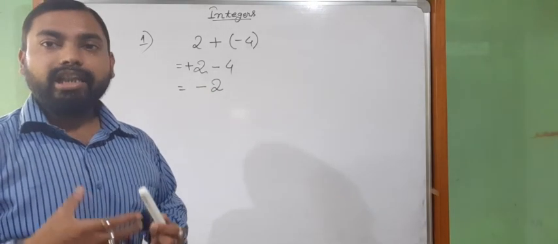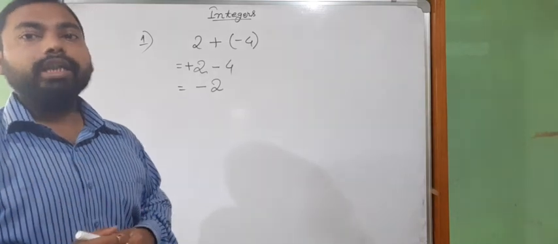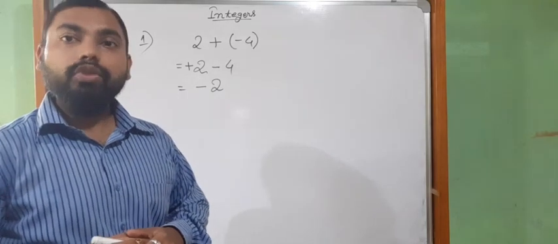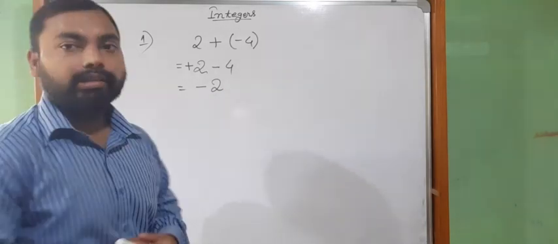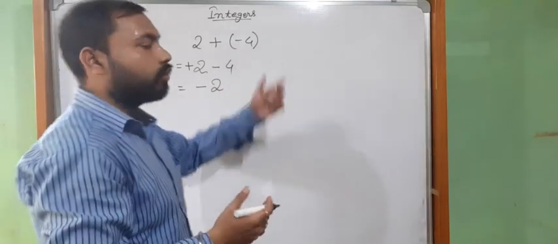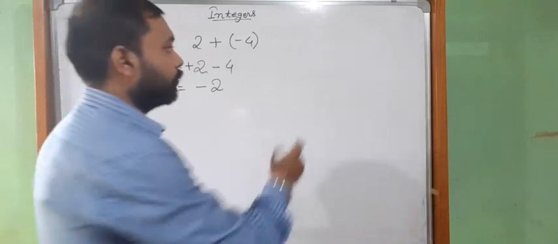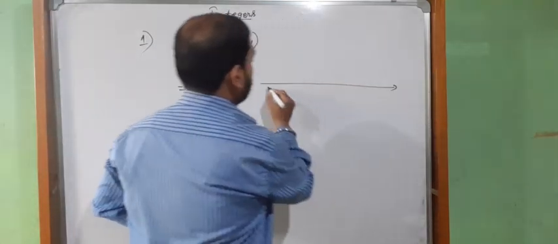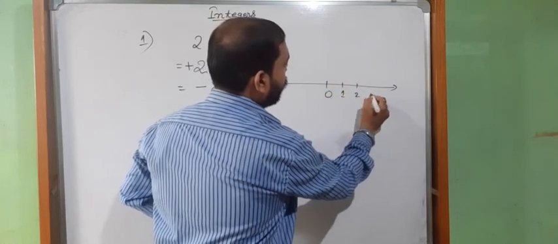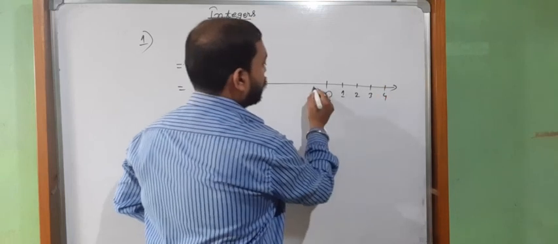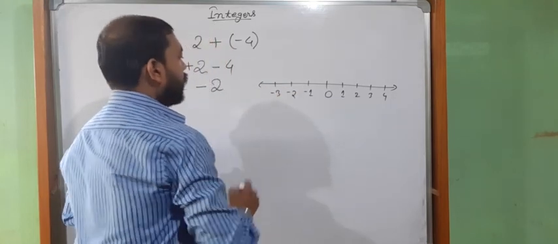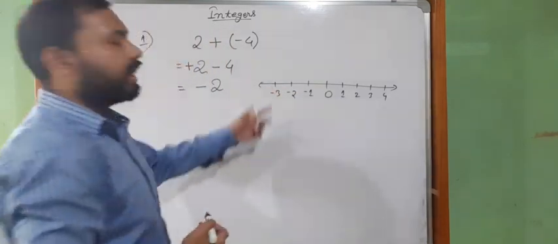Let us take some more examples, then only it will be clear to you. Once again you can solve this using a number line, and you will get the same answer, that is minus 2. Let me show you using a number line, then it will be more clear to you. Let us draw one number line. So it is 0. Now it is 1, 2, 3, 4. It is minus 1, minus 2, minus 3.